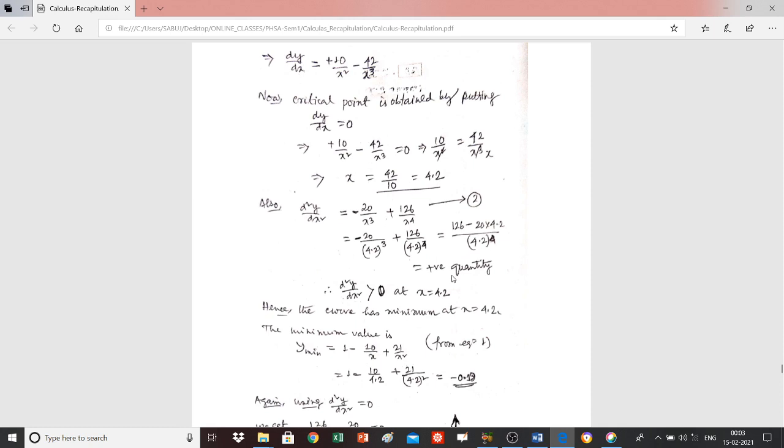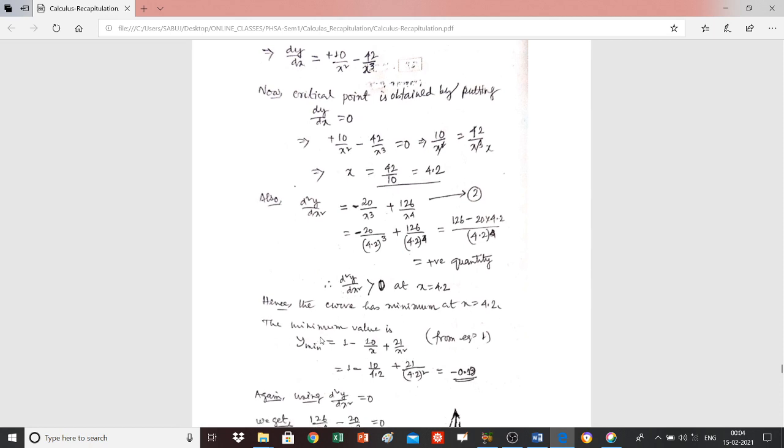And it is easily understandable from here that 126 minus 20 into 4.2, and that should be a positive quantity, because this term is higher than this. So this is a positive quantity. What may be its value? It is a positive quantity. So d2y by dx square is greater than 0. That means at x equal to 4.2, the curve has minima. That means the curve is minimum at x equal to 4.2.